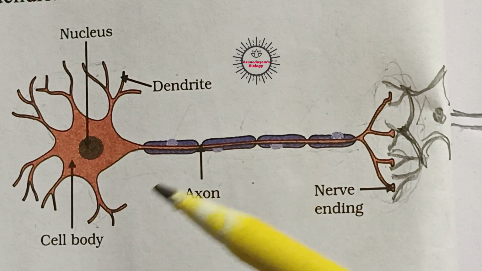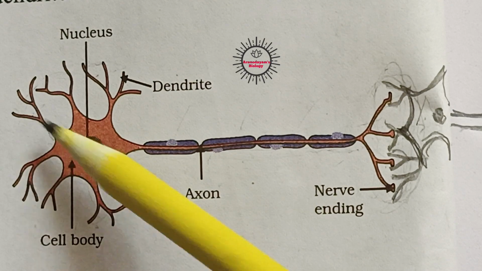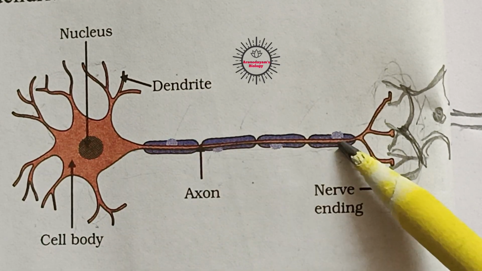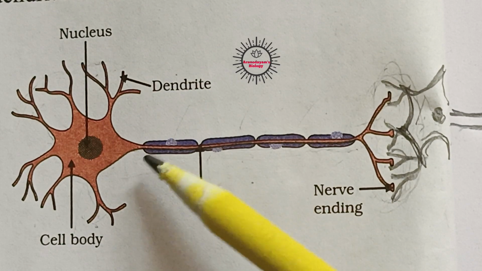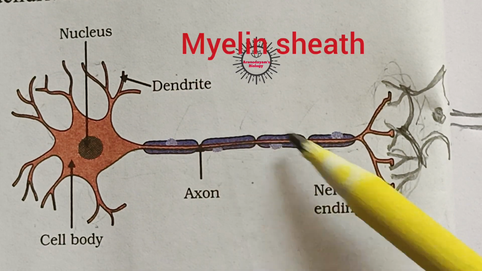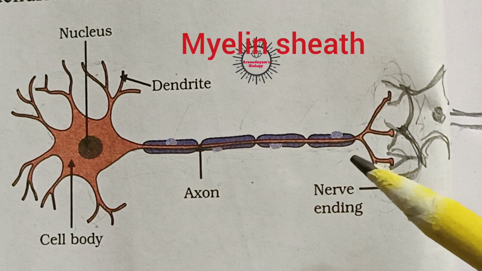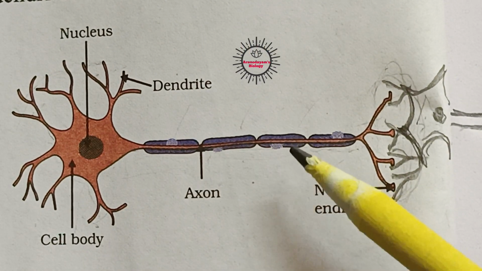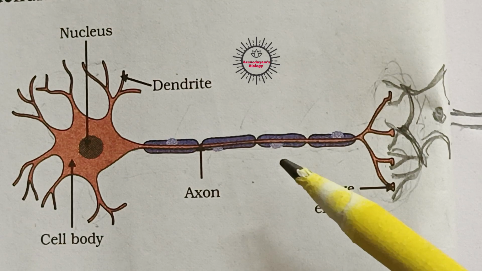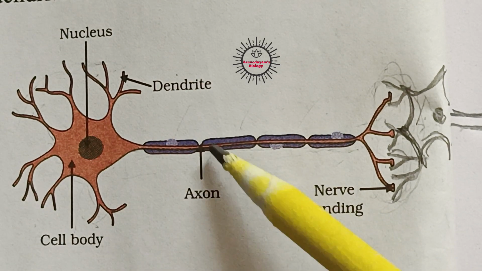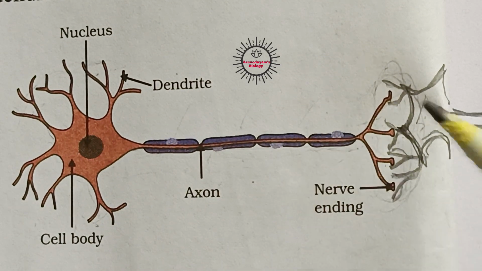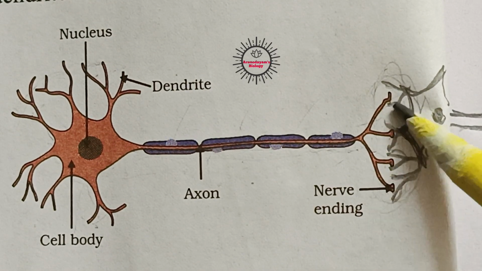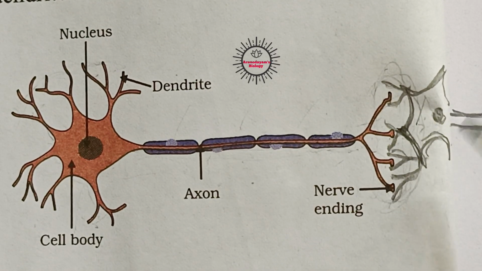this cyton. Next, the short branches arising from the cyton are called dendrites, and the long branch arising from it is called the axon. This axon is covered with a myelin sheath, a proteinaceous sheath, to prevent the leakage of information while it is passing through the axon. At the end of the axon, it has nerve terminals or nerve endings.